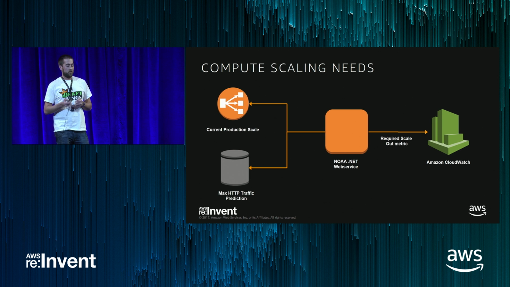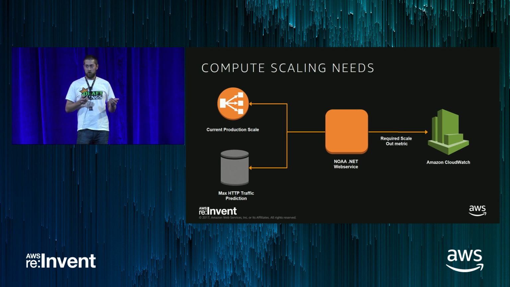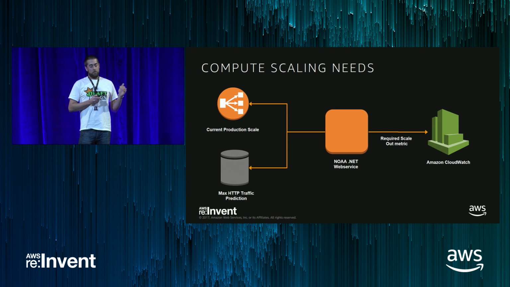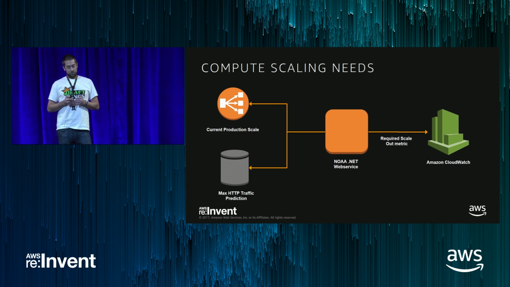So the NOAA service will read our current production scale and how many EC2 instances we currently have, and that published HTTP traffic prediction that's in Aerospike. It will compute how many servers we need to add for all of our different microservices and publish a custom CloudWatch metric that represents how much we should increase or decrease our scale.